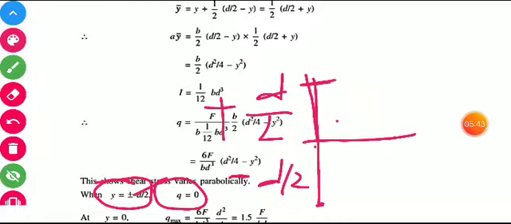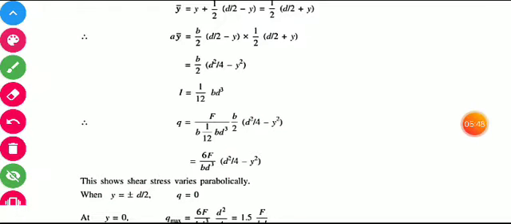So where does the maximum value come? When we put y equal to 0, that means at the neutral axis, the value of shear stress will be equal to 6F by bd cube into d square by 4, which will be equal to 1.5 times F by bd. Q maximum will be equal to 1.5 multiplied by F by bd.